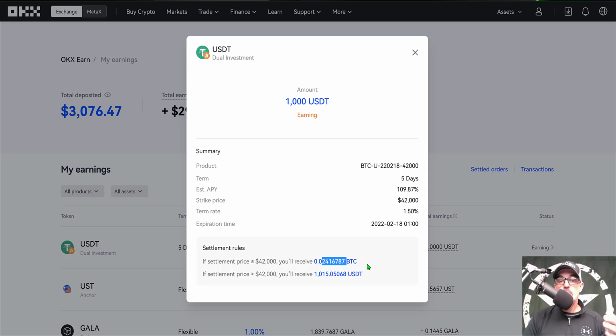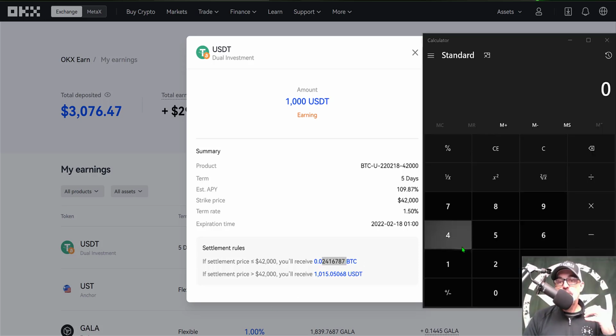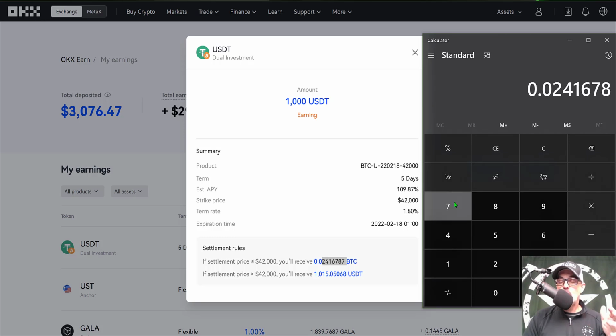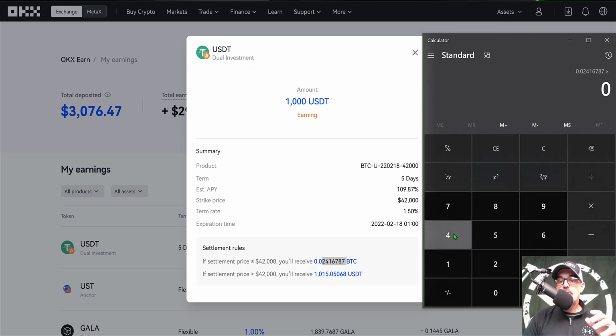0.0241 and change in Bitcoin, which if we just do some quick math, and let's say I received 0.02416787 in Bitcoin, and let's say Bitcoin's trading at 41,500. And again, remember, I invested $1,000. I would actually still be up, albeit a very small profit of almost $3, but in reality, Bitcoin closed below the strike price I had bet it would close above.